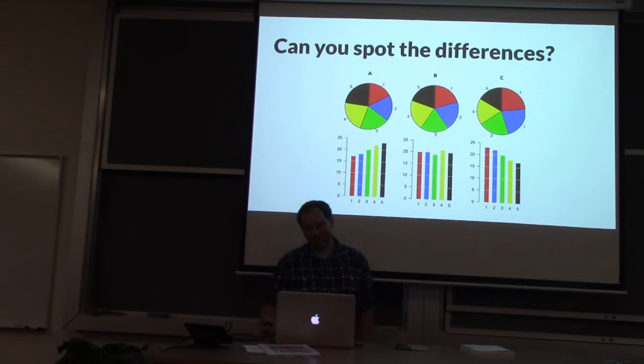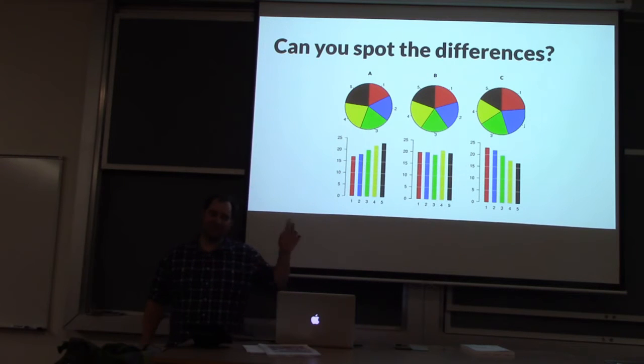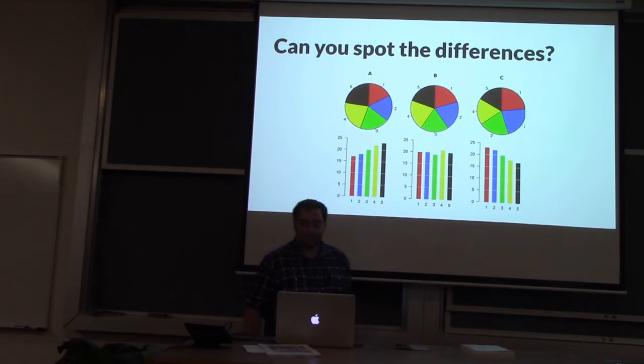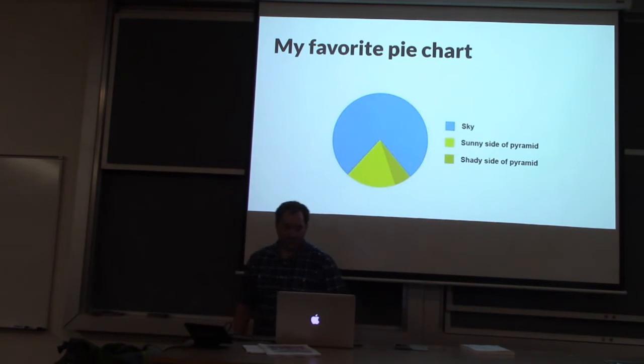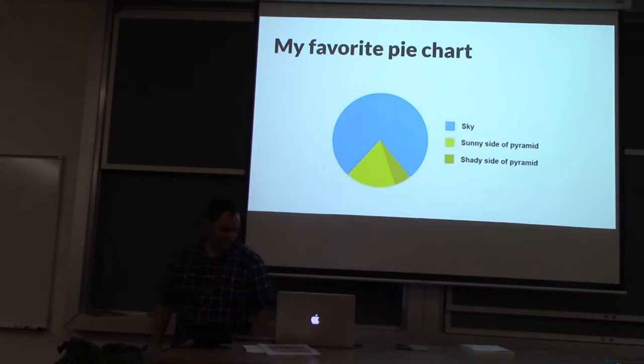Pie charts are rarely a good choice. There's a variation of pie charts called donut charts, which essentially just have a hole in them. They're equal to pie charts. They're not better or worse. They're equally problematic. This is my favorite pie chart.